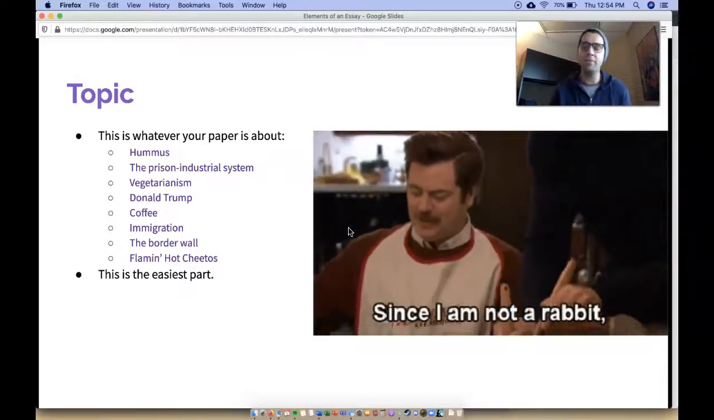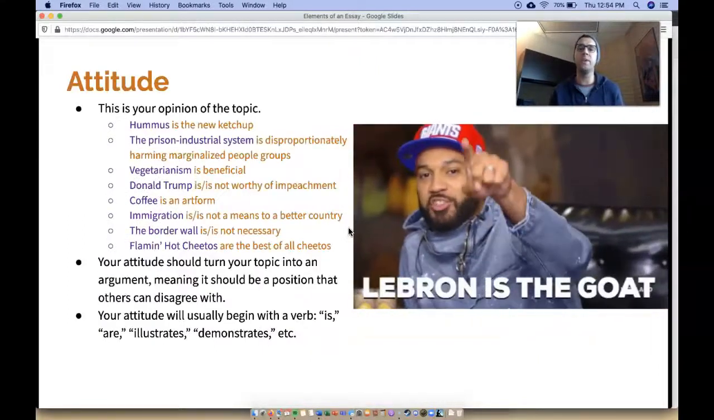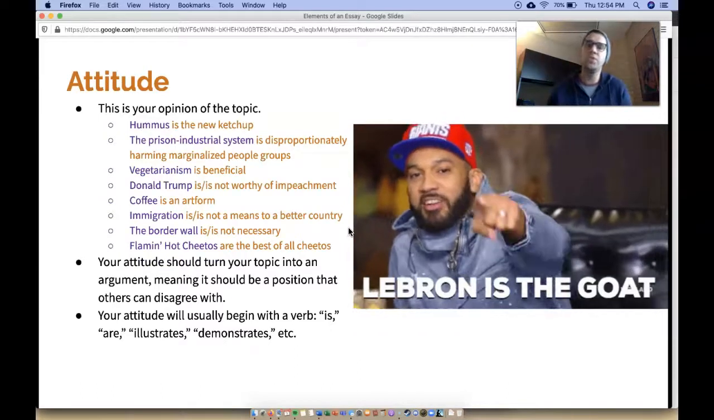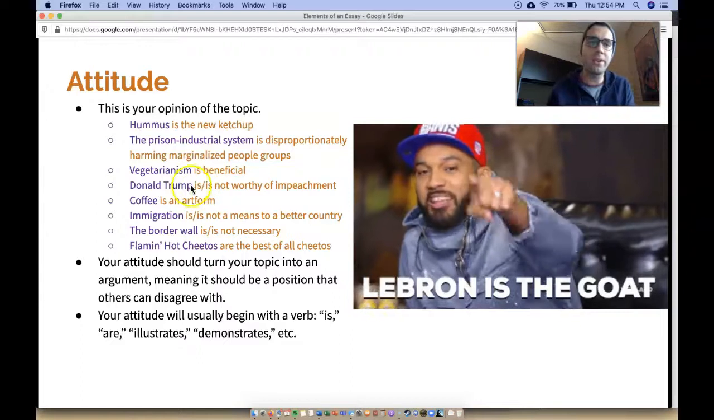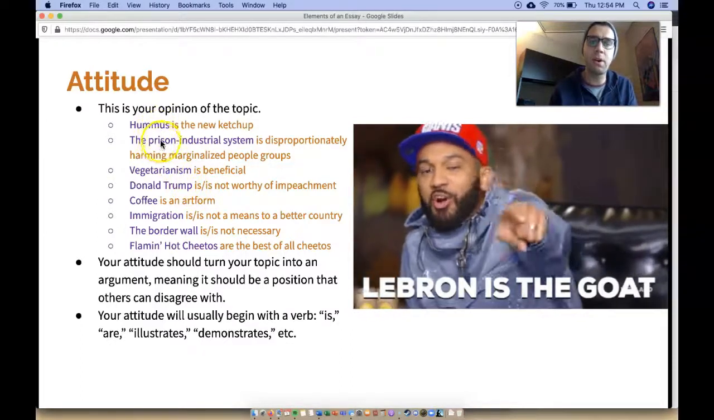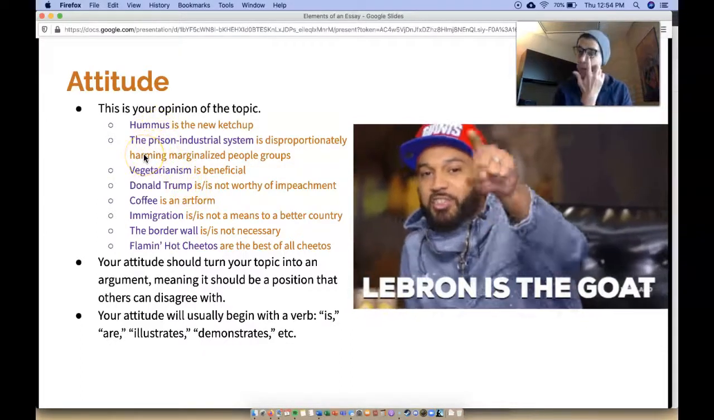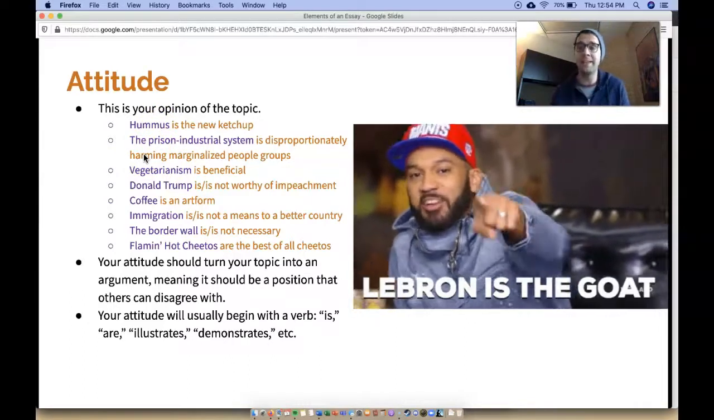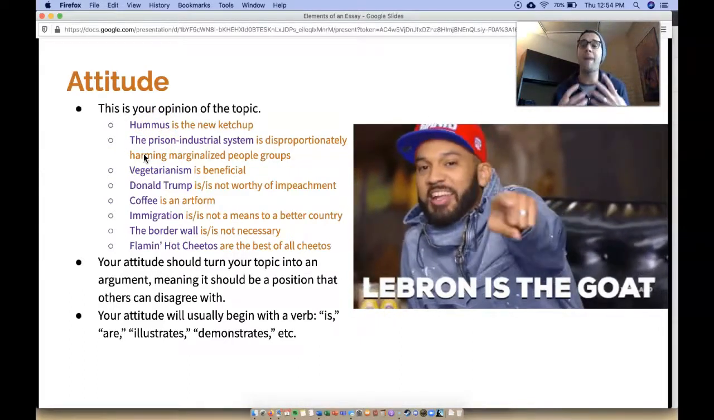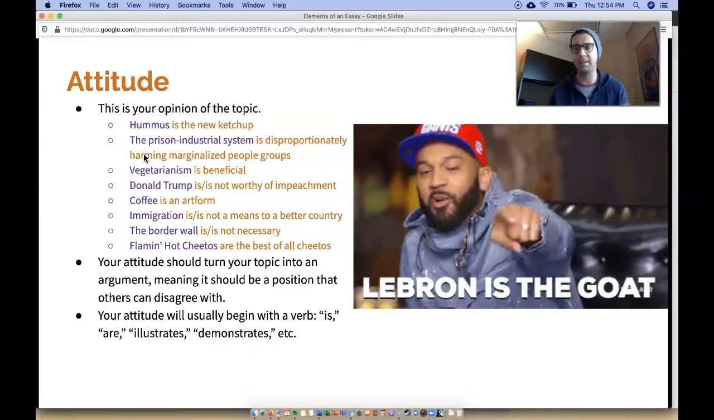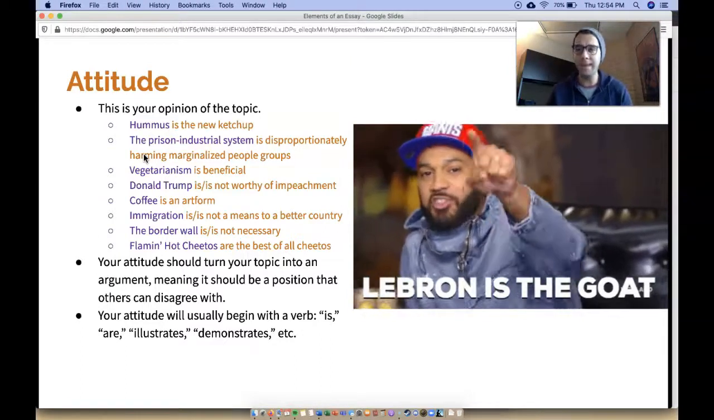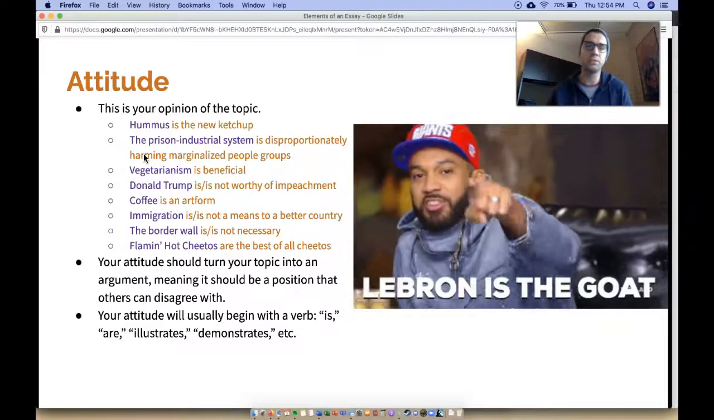Now, moving on from topic, we get to the A, which is attitude. This is your opinion of the topic. In my PowerPoint here, you're going to see that the purple are all of the topics. What I'm going to do with those purple topics is infuse them with my own opinion of the topic, or a hypothetical opinion. These aren't necessarily my opinions. And I'm going to put that attitude in orange.